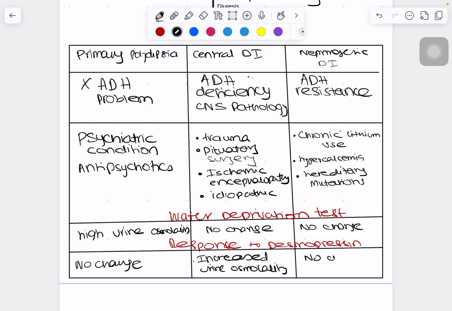And in the case of nephrogenic diabetes insipidus, again, there will be no change, because although you're giving the body ADH in the form of desmopressin, it's not working properly because there might be a problem with the receptors. And so there is ADH resistance. So in primary polydipsia and in nephrogenic diabetes insipidus, giving desmopressin will have no effect.